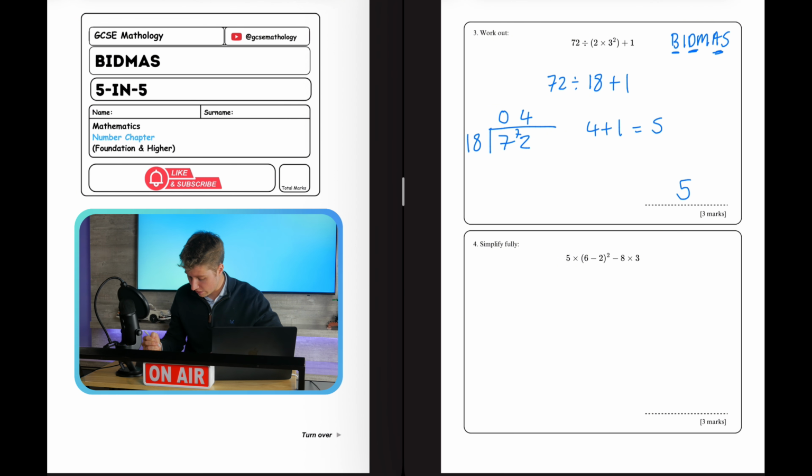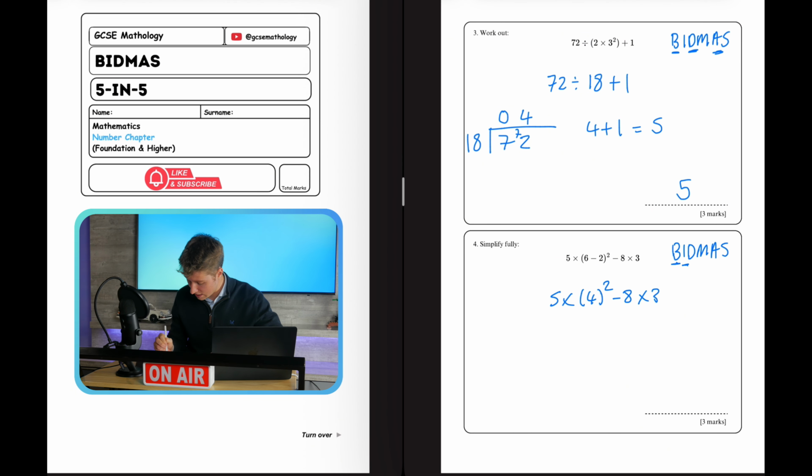Question 4 says simplify fully. We've got 5 times, and then in brackets 6 minus 2 all squared minus 8 times 3. So first I'm going to write BIDMAS out. First we're going to simplify this bracket here because that's the first operation. So we've got 5 times 6 minus 2, which is equal to 4. So 4 squared minus 8 times 3.